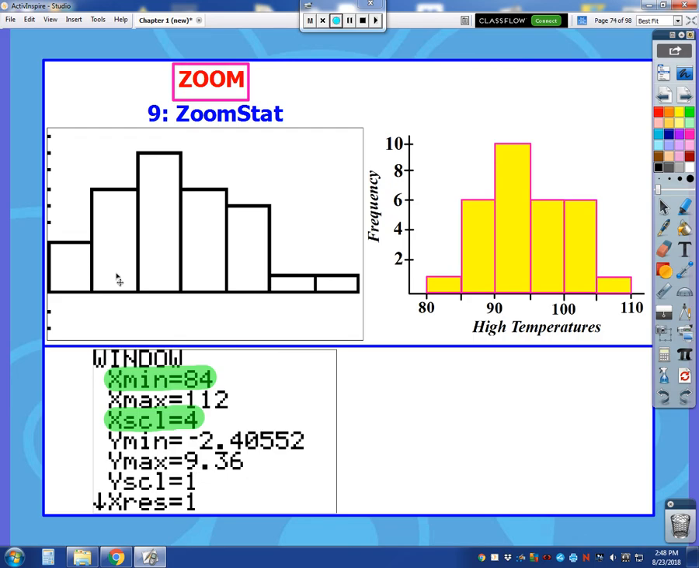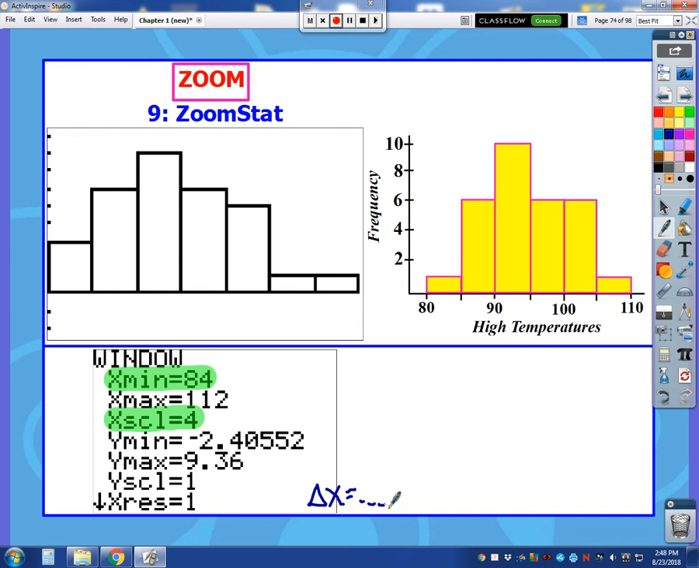They went up to 9.36, which seems like a weird number to go up to, because you're never going to have a frequency of 9.36. And the Y scale, how much did they count by going up? They counted by 1s. All this other stuff that's down here, and I didn't truly show everything that the window would have, but Xres, leave it alone. You might see something that's like a delta X or like a triangle X.